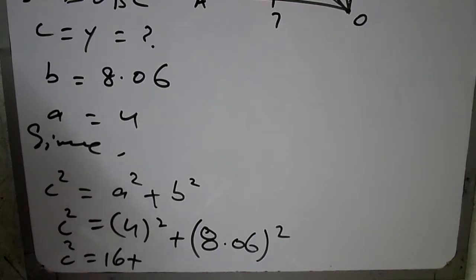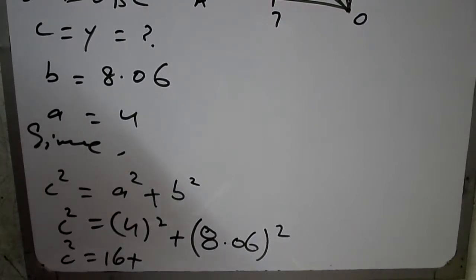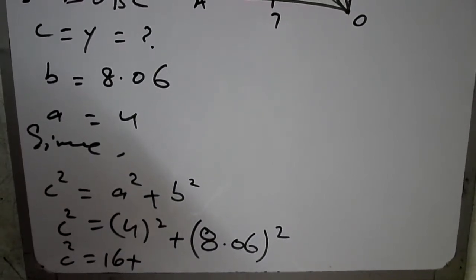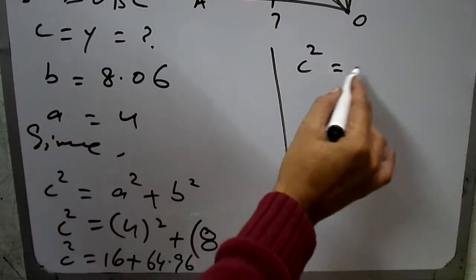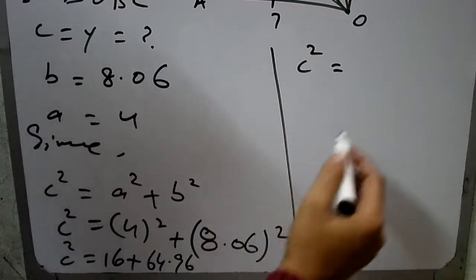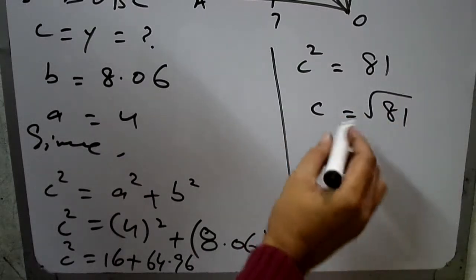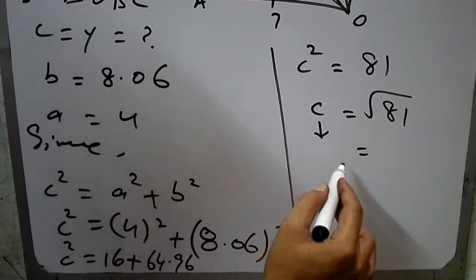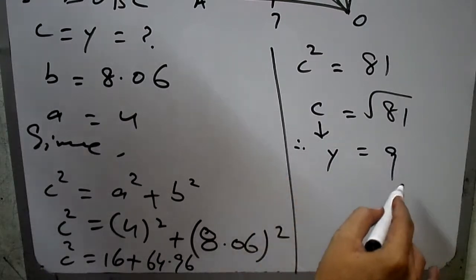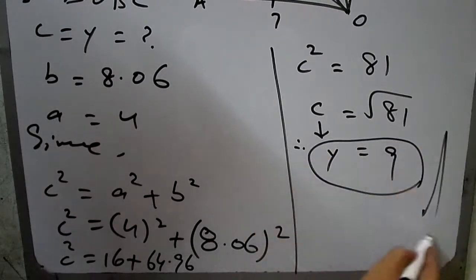You can get 8.06 multiplied by 8.06, you will get 64.96, which is approximately equal to 65, but we should use 64.96. Therefore C square is equal to, after addition, 80.96, which gives you 81. So the value of C is 81 under root. Actually C is representing y, therefore the value of y is 9. So here is your result.